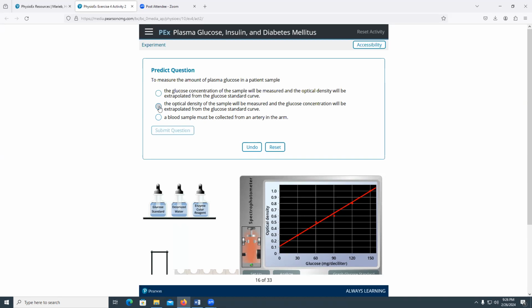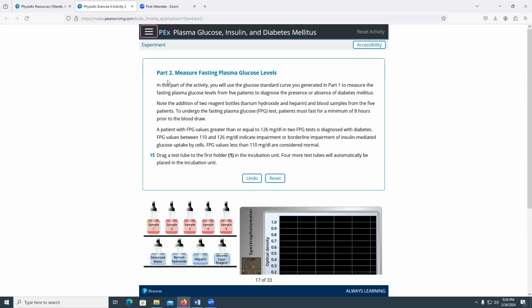No, that sounds perfect now. The optical density of the sample will be measured, yes, using my spectrophotometer. So I will have a test tube of an unknown or mysterious blood sugar. I know that this test tube has blood in it with an unknown amount of sugar, and I don't know how much it is, but I do have a spectrophotometer, and I will measure the optical density of that sample, and then I will use my curve, and the glucose concentration will be extrapolated from the glucose standard curve. Now that sounds perfect. Okay, now that's part 2.